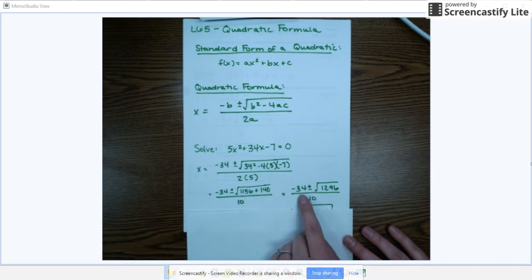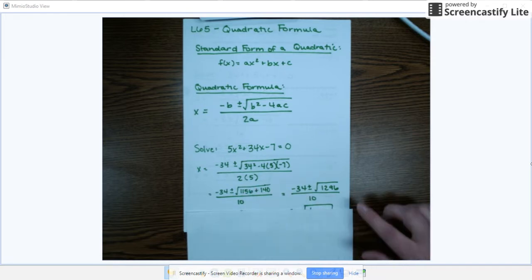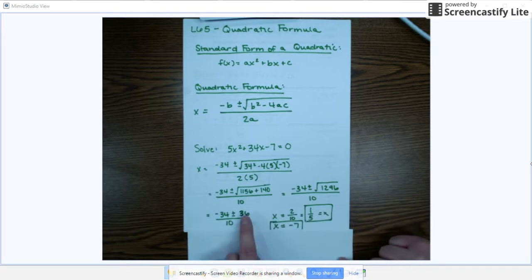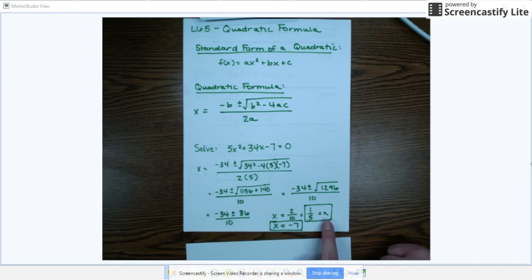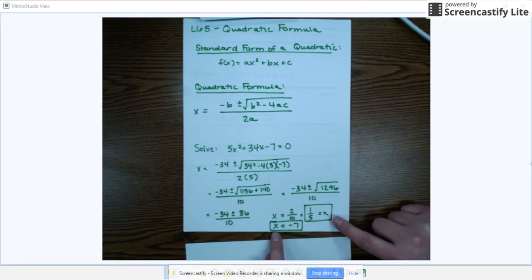Simplify the inside of that radical, it looks like this. And then we can take the square root of 1296, that is 36. Make sure you actually simplify this so that you get two answers. So we would get 2/10, which simplifies to a fifth, and then -7. Like I said earlier, both of those are x values.